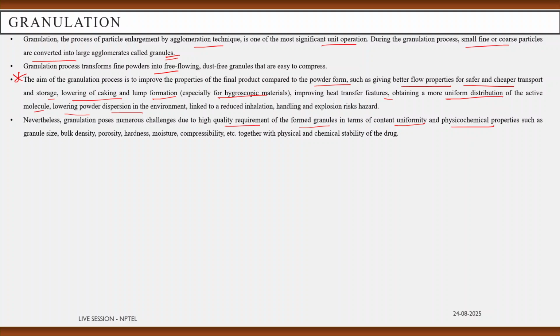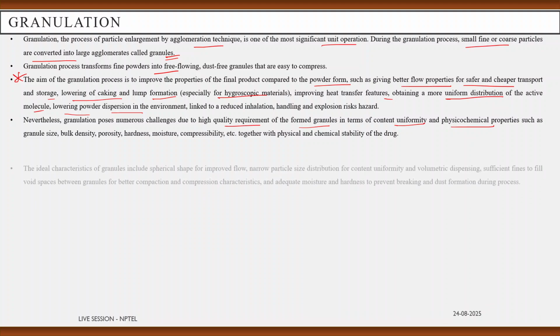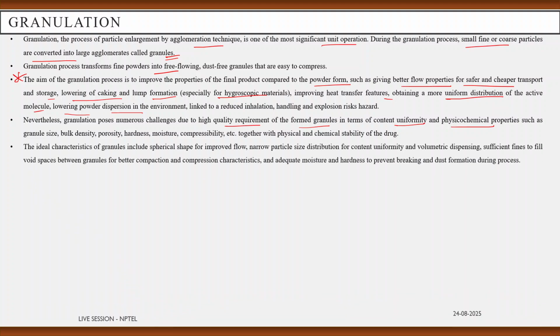So we need to maintain the parameters of each and every process that we are choosing, and we also have to choose the machines or equipment on the basis of what our requirement is according to the end product.